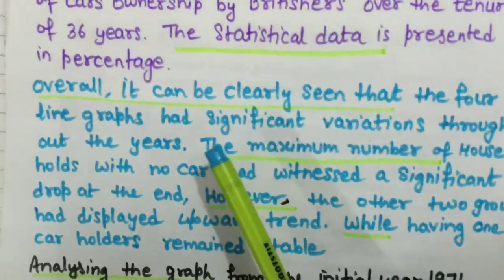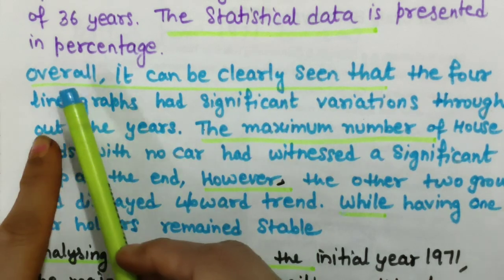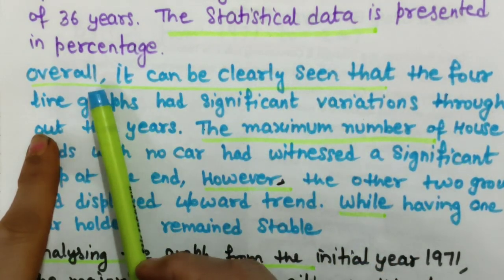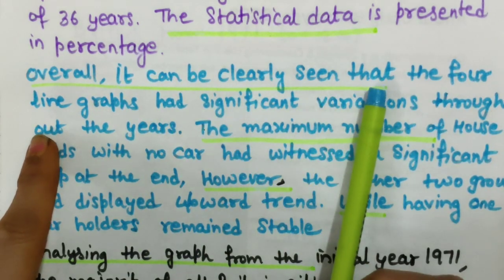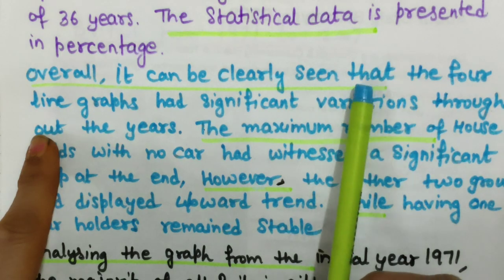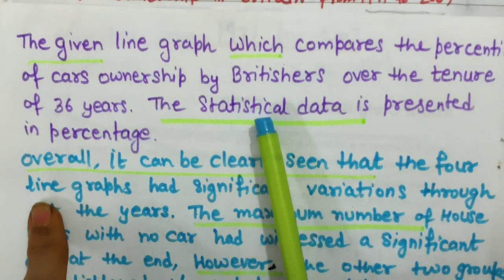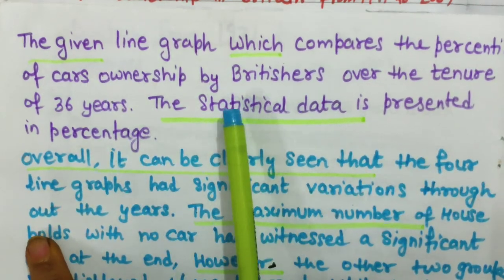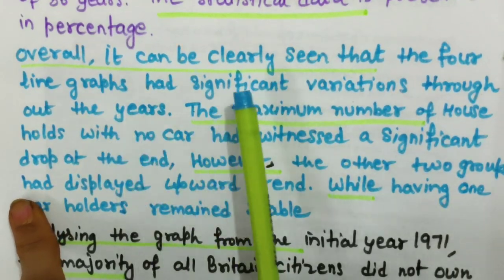So what is that? Overall, it can be clearly seen that. Now these green underlines mean these are good phrases, good words, good sentence structures. You should use them in your writing task 1. They will give you good band scores, I am telling you. These are the words and sentence structures you can use, there is no harm.